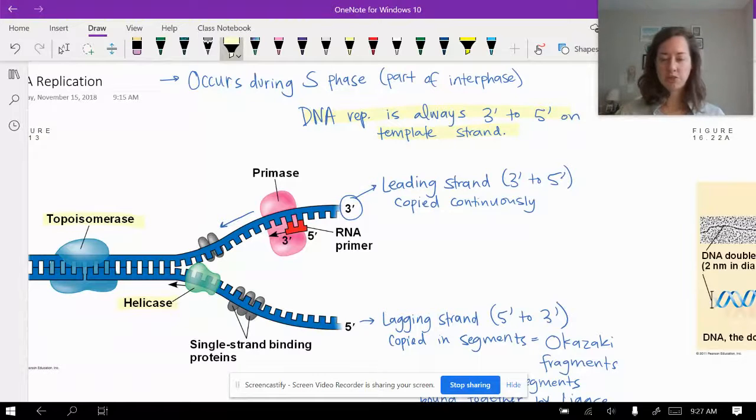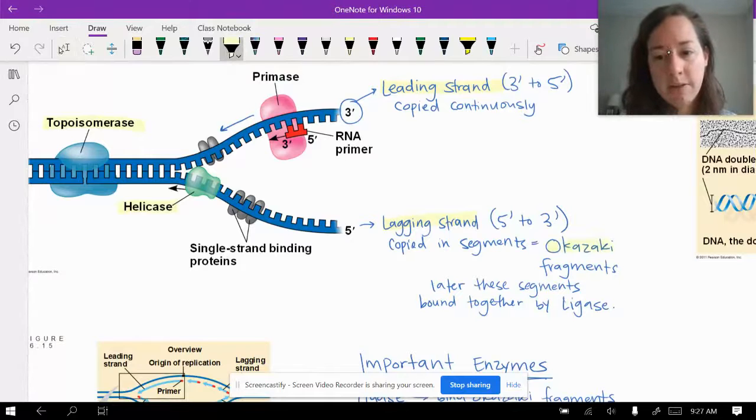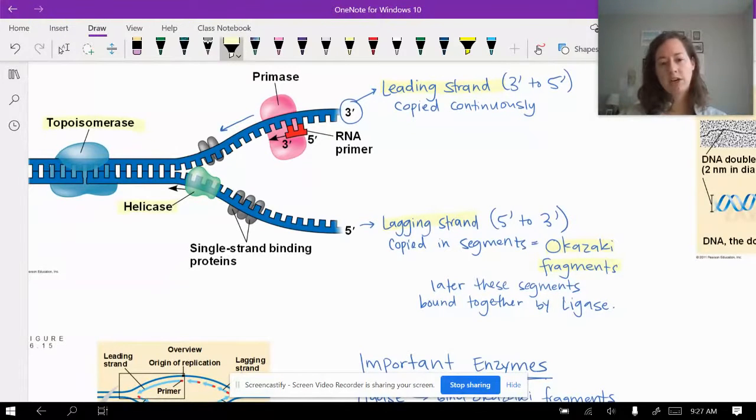All right, so back to the two strands. The strand that runs from 3' to 5' can be copied continuously because that's the way DNA replication works. It only works in one direction. So that strand is called the leading strand because it can go a lot faster than the other one. The other strand is called the lagging strand, running from 5' to 3'. It has to be copied in little fragments backwards. Those fragments have a special name. They're called Okazaki fragments, and they're later bound together by ligase, which is another enzyme related to this.